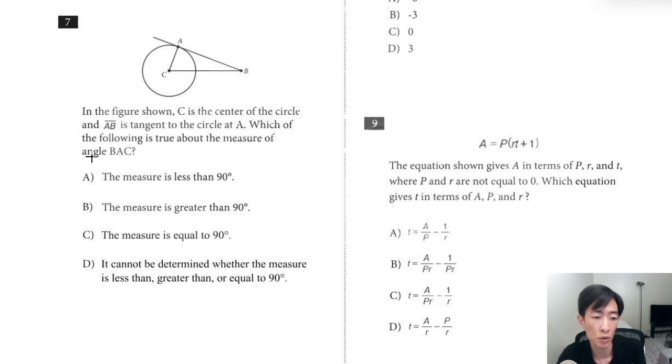Question 7, in the figure shown, C is the center of the circle, AB is tangent at A. Which of the following is true about the measure of angle BAC? So this is just something you should know. Whenever you are drawing a tangent to a circle and you connect that with a radius, this is always going to be a right angle. So really the answer is choice C, and if you had memorized that, there's really just no thinking about it.